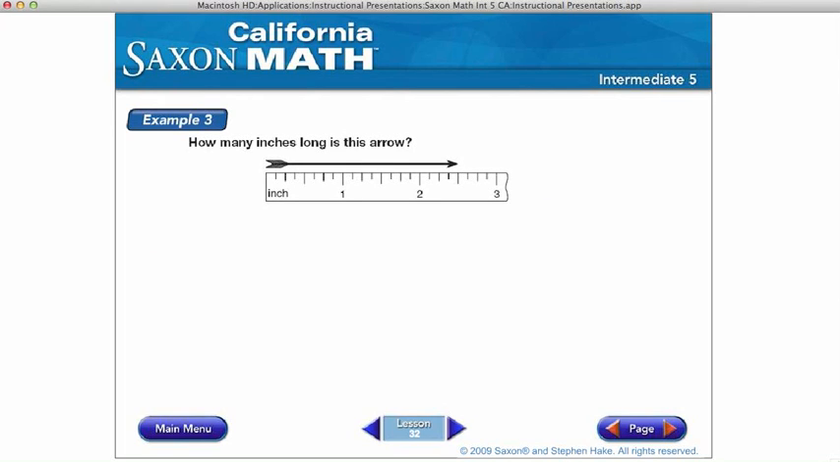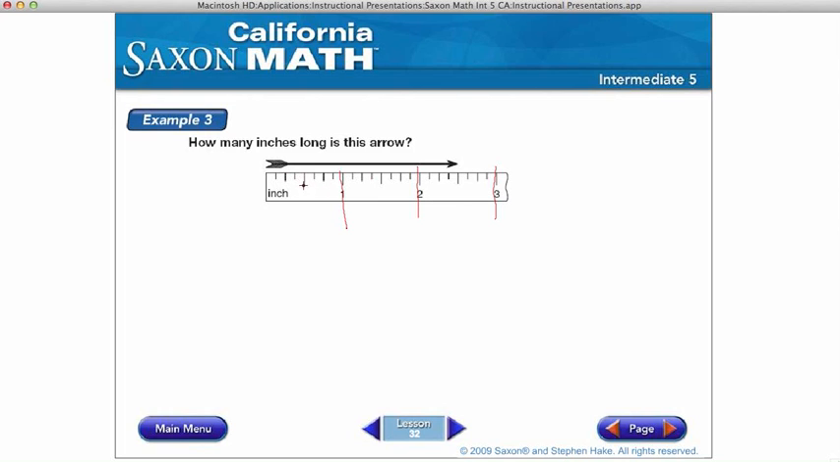Before we move on to example 3, let's talk about what each of these different lines on here mean. So first we have our longest lines here. Okay, these are our inch lines. But then you'll notice we have lines of different lengths and even different thicknesses.